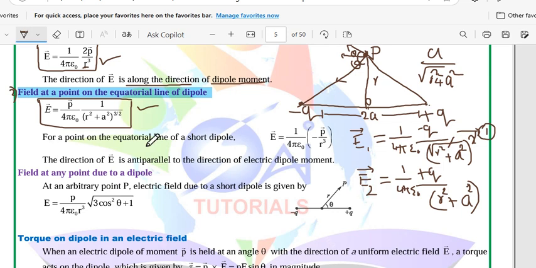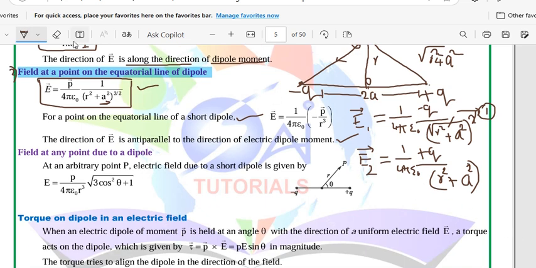And at a point on the equatorial line of a short dipole, by neglecting a, we will get E bar is equal to 1 by 4 pi epsilon naught into minus P bar divided by r cube, because it is opposite to the direction of the electric field. That's why it will become minus P bar divided by r cube. The direction of the electric field is, as I told you, anti-parallel to the direction of the electric dipole moment, because of the negative charge. So I hope this concept is clear to you.